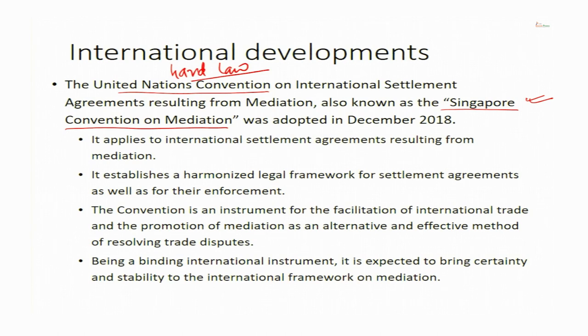As well as it also provides for the enforcement of settlement agreements. The convention is an instrument for the facilitation of international trade and promotion of mediation as an alternative and effective method of resolving trade disputes. I have been emphasizing this point since my first lecture. An efficient dispute resolution mechanism for trade disputes is a precondition for promotion of international trade.